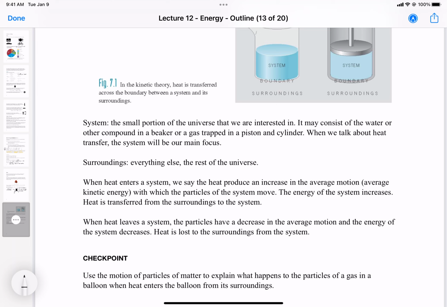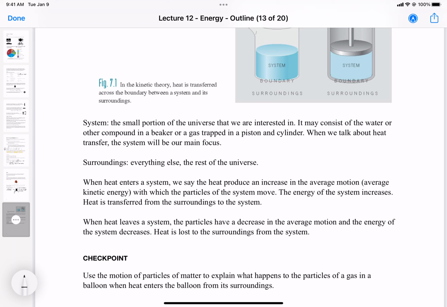Surroundings is everything else that's not the system. So it could be the atmosphere around us, what's outside of the cylinder, so the rest of the universe. So when heat enters a system, we say the heat produces an increase in the kinetic energy, right? So when we heat something, things get hot because the kinetic energy is increasing.